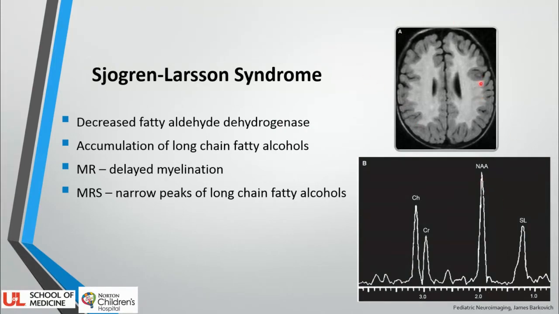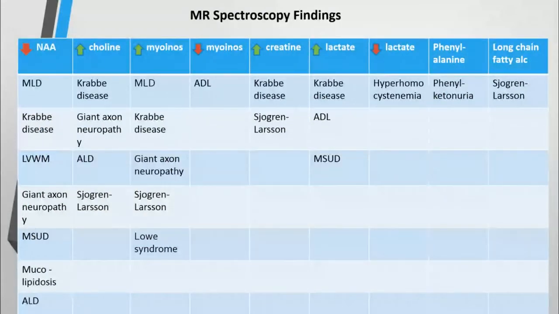Flare image on top shows signal abnormality diffusely involving the cerebral white matter. The table here summarizes MR spectroscopy findings in each of the periventricular leukodystrophies. So there is the phenylalanine peak in patients with phenylketonuria, long-chain fatty alcohol peak in patients with Sjogren-Larsen syndrome, and most of the other disorders in the columns on the left show a decrease in N-acetyl aspartate, increased choline, and increased myoinositol, and this occurs due to neuronal damage and demyelination.